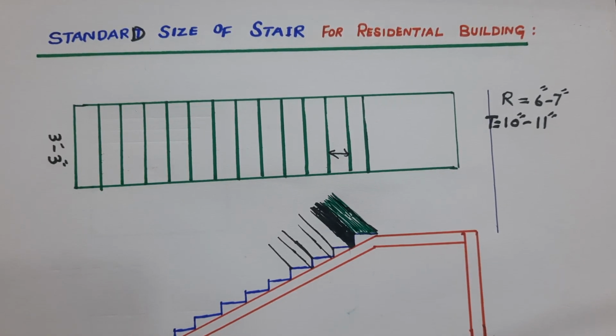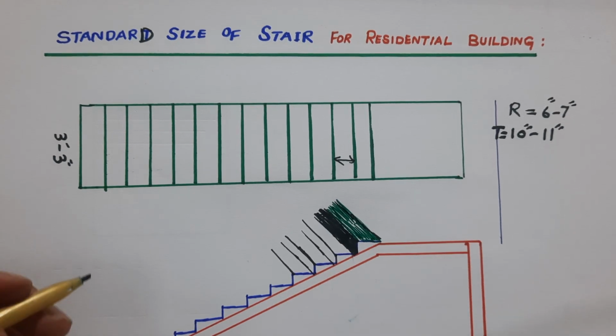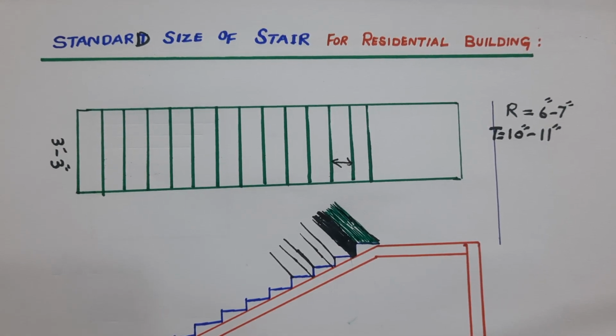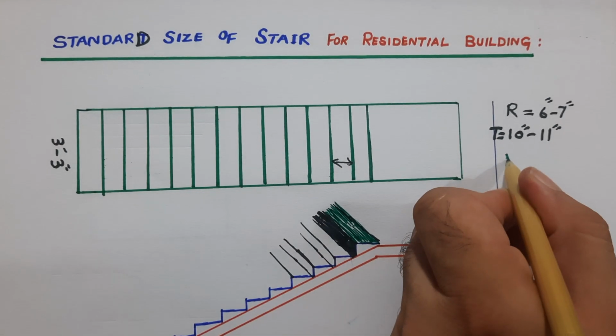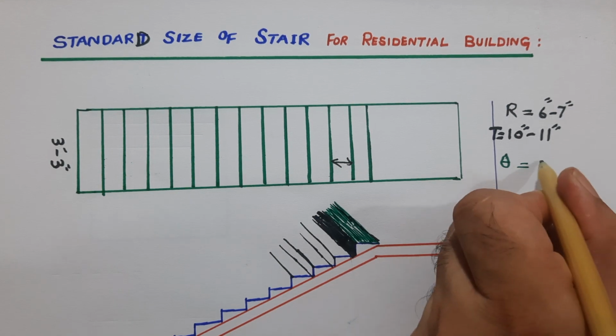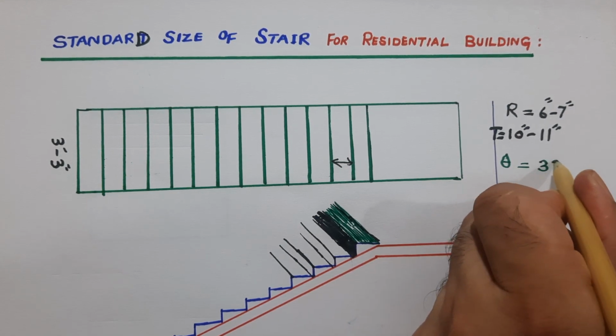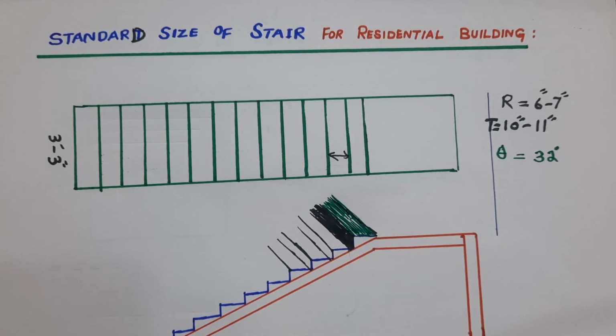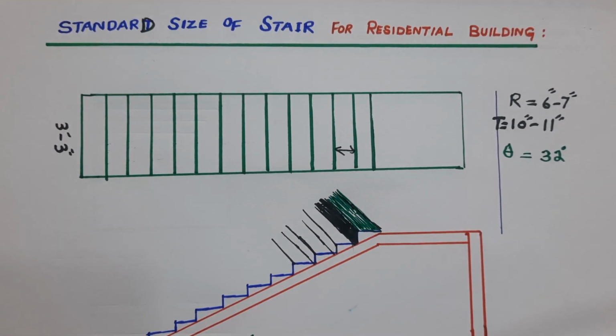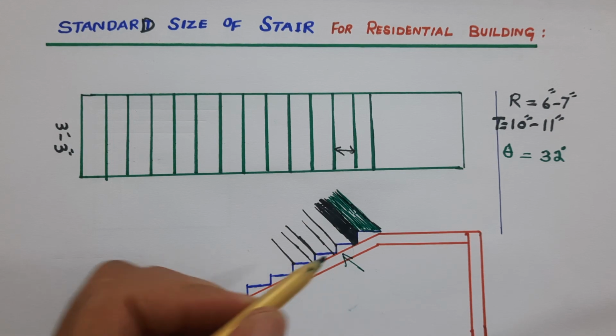Next, guys, let me guide you on the angle. The angle should be between 25 to 40 degrees. But for a normal residential building, the angle should not be greater than 32 degrees. The next one, guys, you can see here, this is the waist.